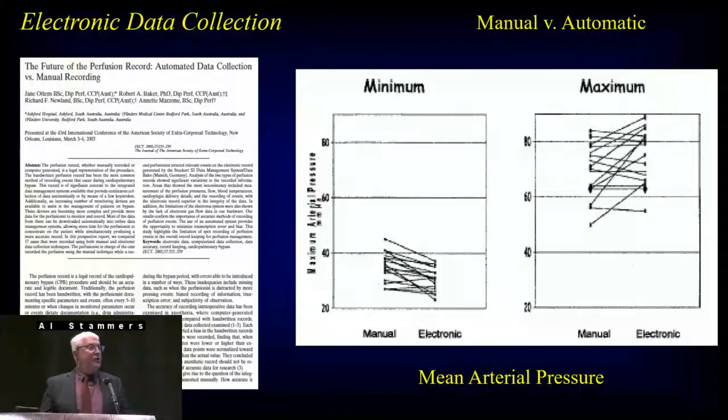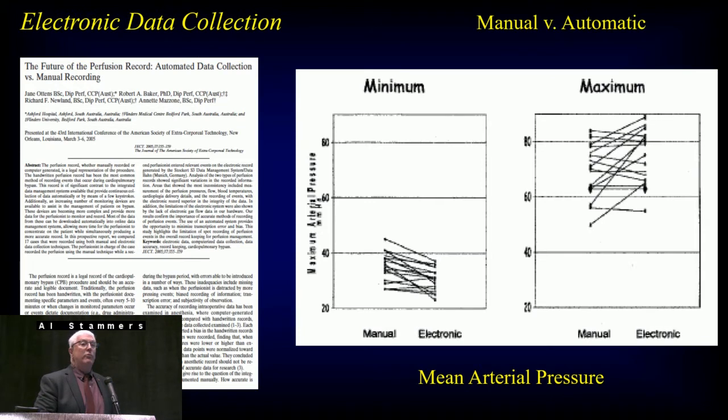Jane Ottens and the group from Melbourne, Australia, were leading the way on this in the mid-2000s. And what Jane and Rob Baker and others, Richard Newland, stated was, let's just measure. They had two perfusionists sitting there, one with a handwritten record, and one who was just looking at the Connect EMS system from the Sorin at that particular time. And they measured them. So here's the manual recording, and this happens to be minimal arterial pressure. This is arterial pressure, and this is maximum, and this is manual, this is electronic.